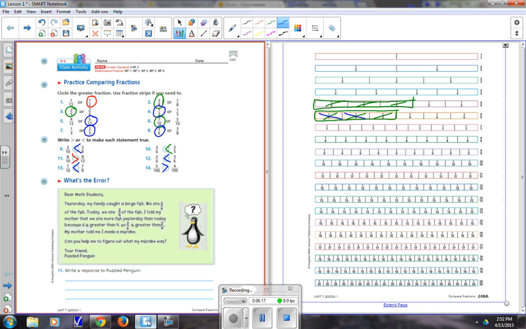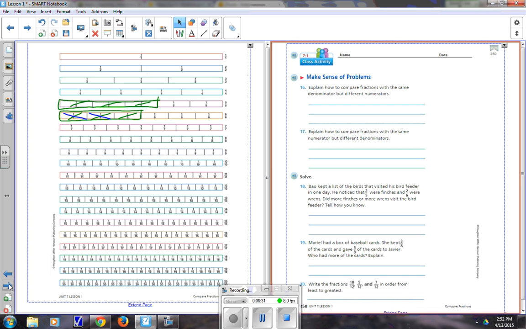We're going to do Puzzled Penguin at our table tomorrow, at our table time. So if you want to try it, you can, but I'm not expecting you to do that on your own. I just wanted you to get a basis of the visuals. So make sure you have 249 and 250 and 248 in class tomorrow.